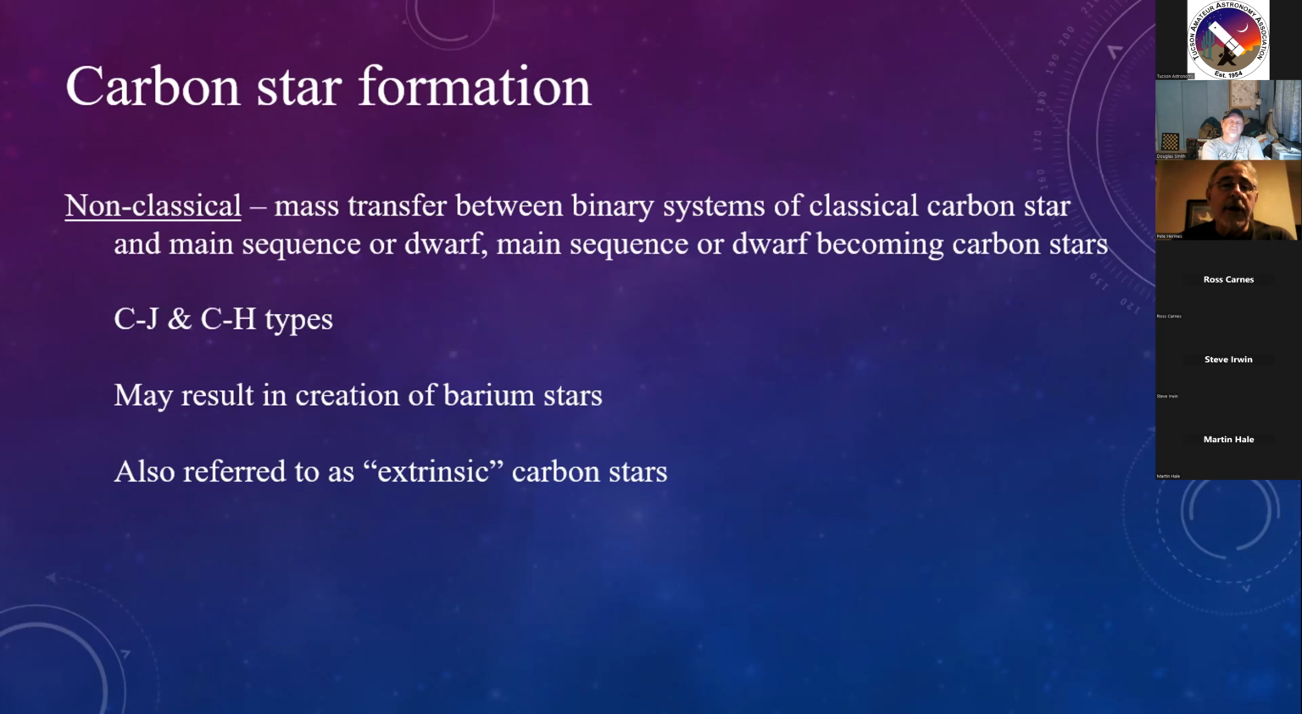In some cases, this is where barium stars will sometimes come. The non-classical formation of a carbon star could result in a barium star. And these are also referred to as extrinsic carbon stars because one star is drawing matter from another one. In other words, external to its system, where it only makes sense intrinsically in the classical form, you actually have that carbon being dredged up from the central or lower limits of the star.